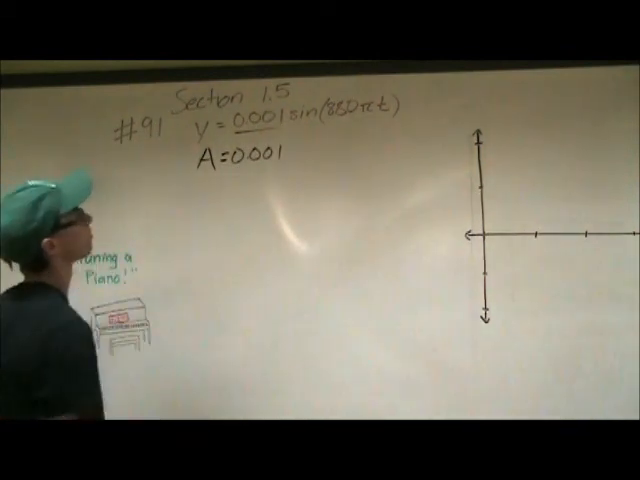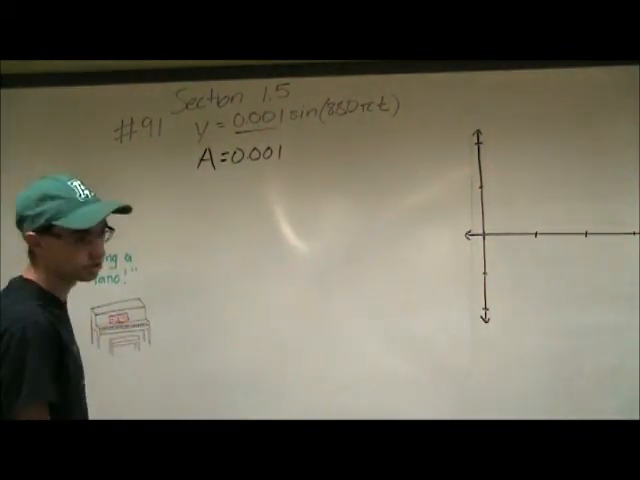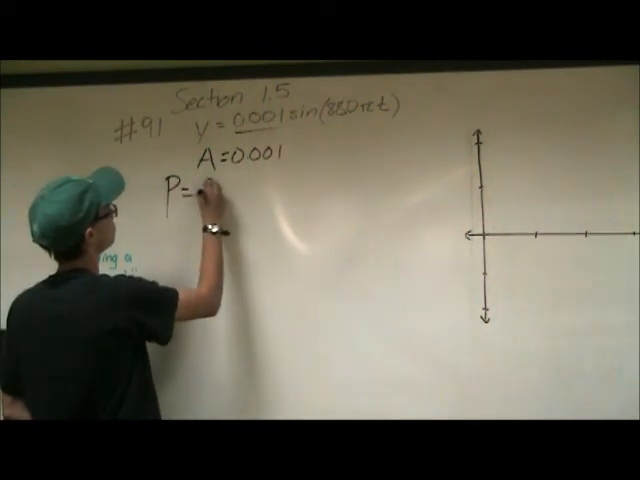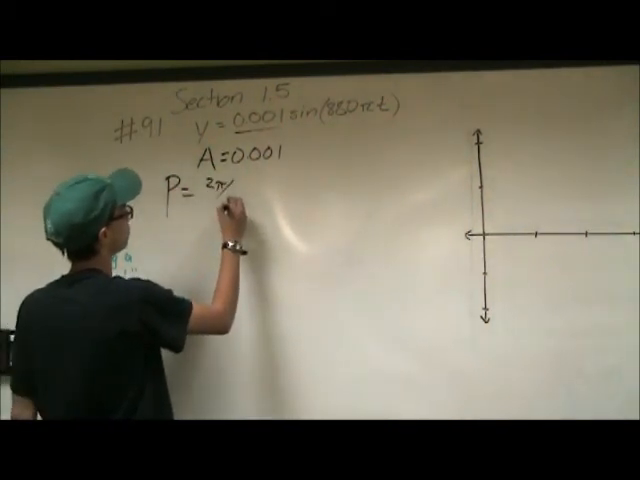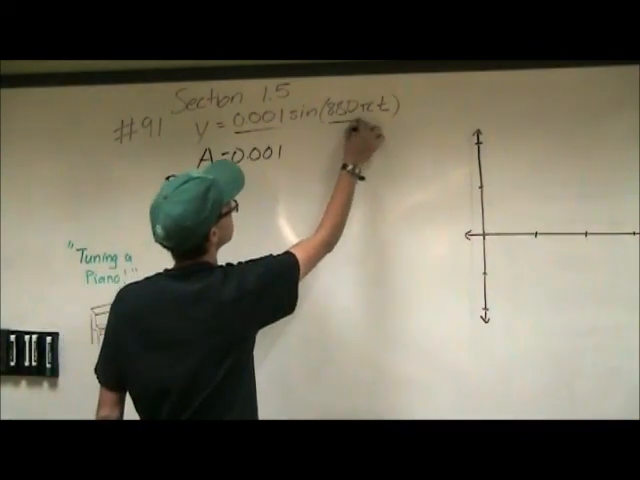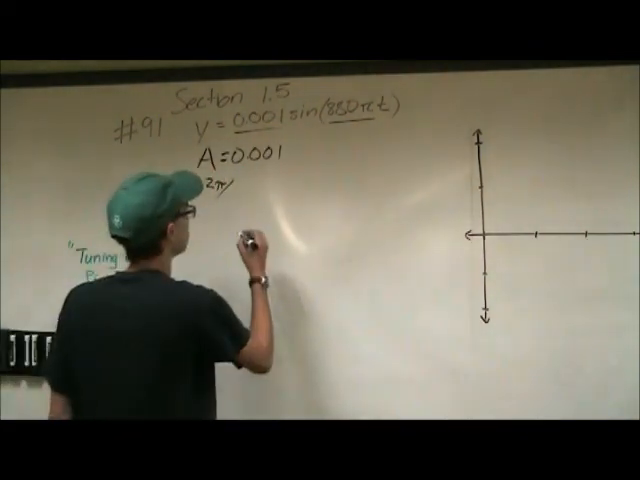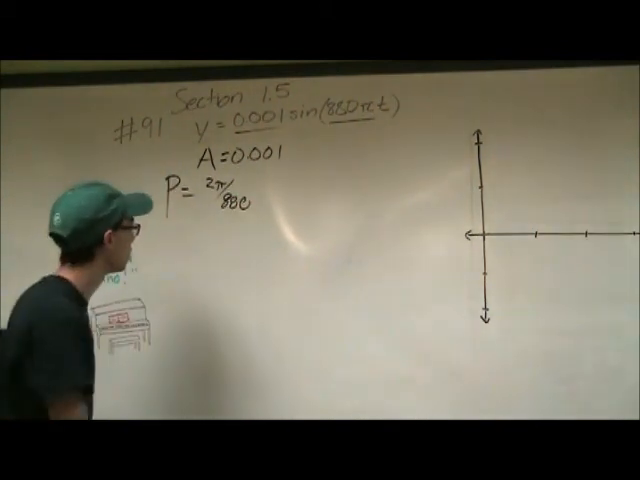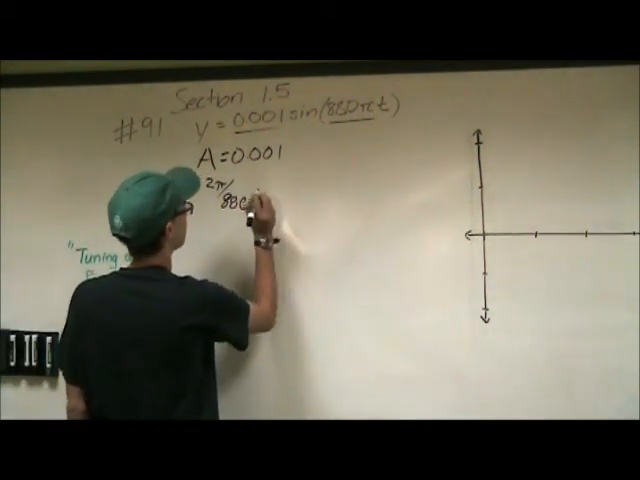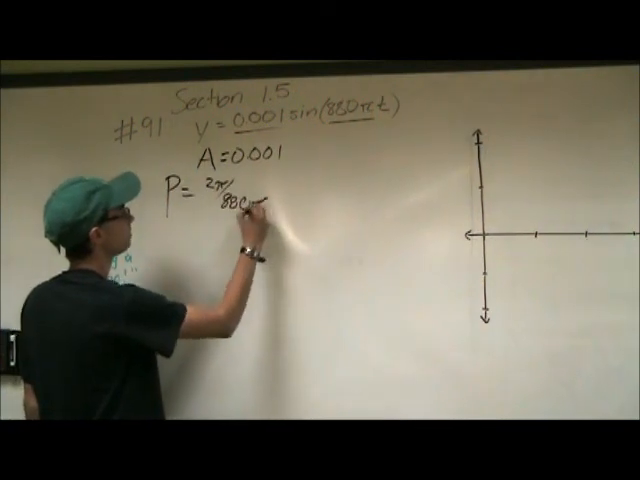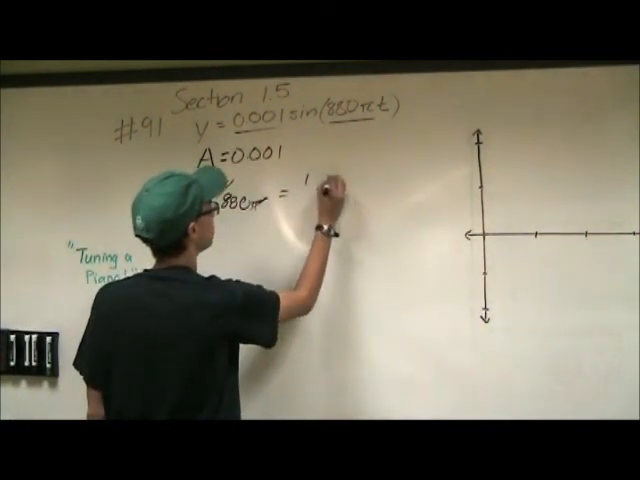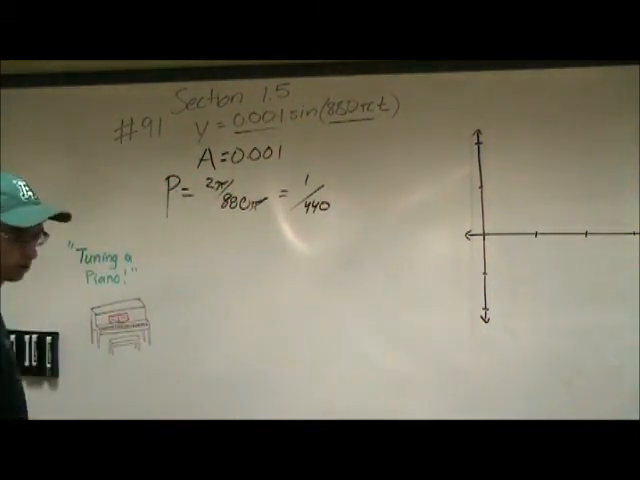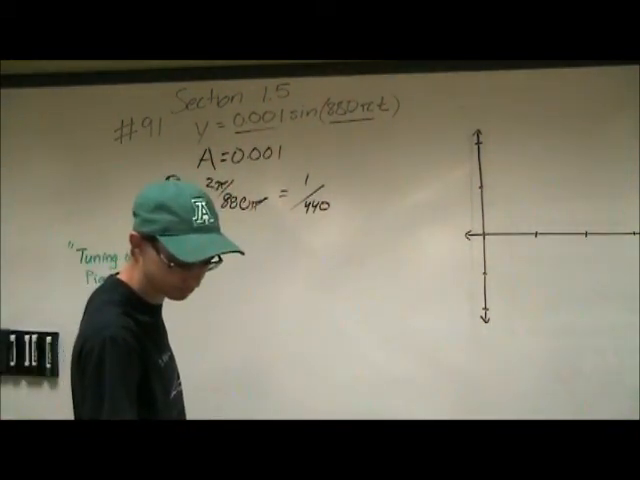It's right there, perfect. Period is just P is equal to 2 pi over whatever is inside the parentheses in front of the variable. That is 880 pi. The pi's cancel and we get, for the period, 1 over 440. So now, it wants the frequency.